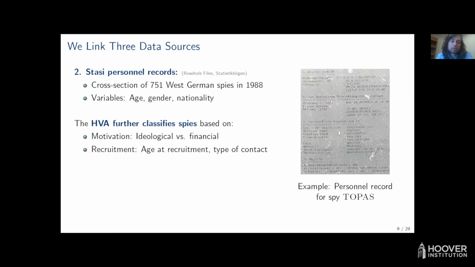The second data source that we're going to use are personnel records from the Stasi. There we have a cross-section of 750 spies that worked in West Germany in 1988. And there are a couple of variables that are particularly interesting for us. For example, the Secret Service classified whether spies were motivated by ideological concerns or mostly by financial concerns. So we will look at that. But we also know at which age people were recruited, how they were recruited, and where they were recruited.